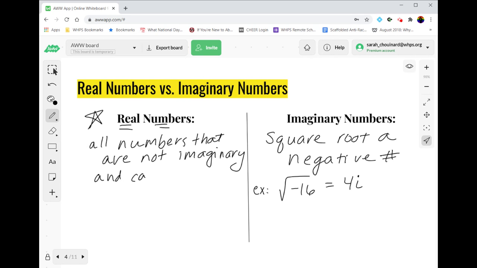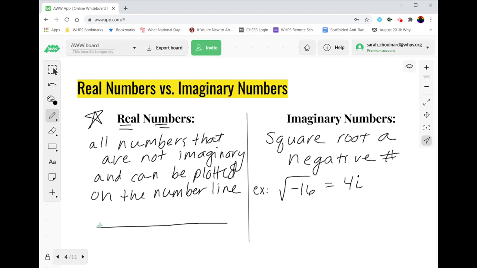Real numbers can be plotted on the number line. So if we can put a dot on the number line, our number line that we know that starts right in the middle at 0 and can go all the way up to positive infinity and down to negative infinity, then it would be considered a real number.